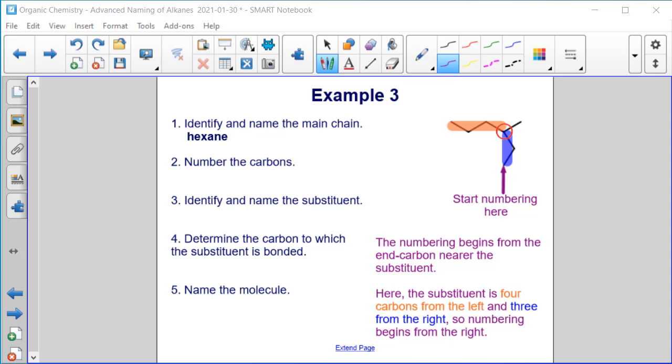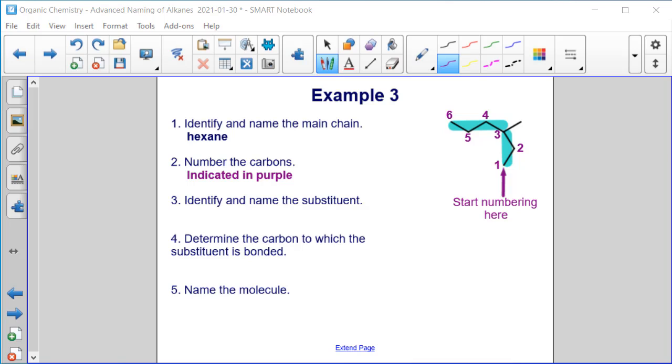To summarize from the previous slide, the numbering begins from the end carbon near the substituent. If I start from the left and go towards the right, then this carbon is 4 from the left. If I start from the bottom or the right, as we've been calling it, and go up or towards the left, then it is 3 carbons from there. So we're going to start from down here. All right, so in purple here, you can see the numbering from that first chain, exactly like what I walked you through a couple of slides back.